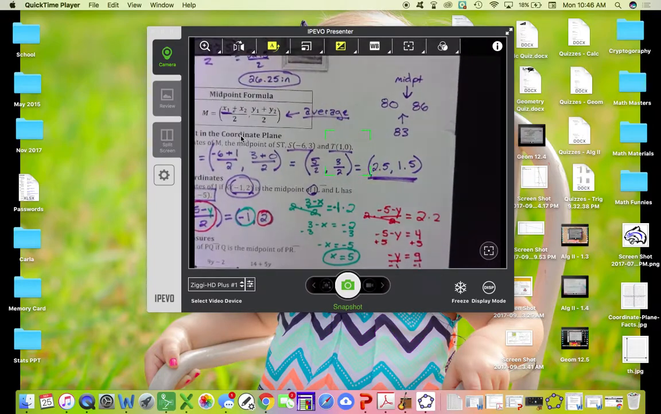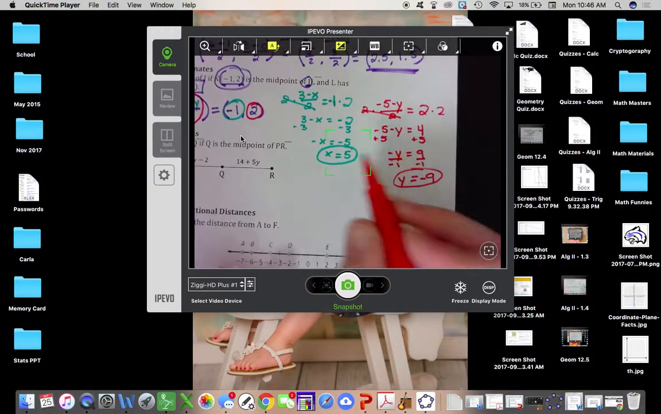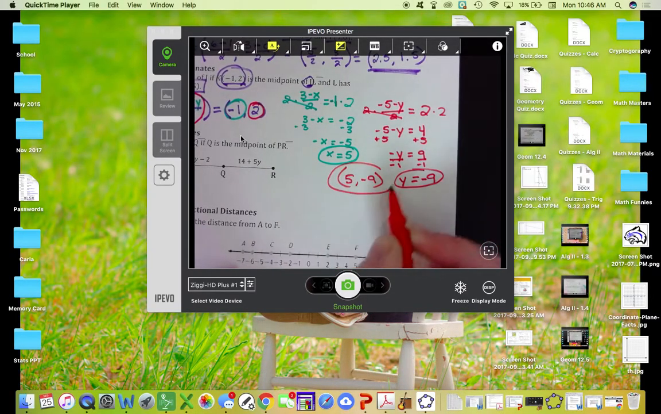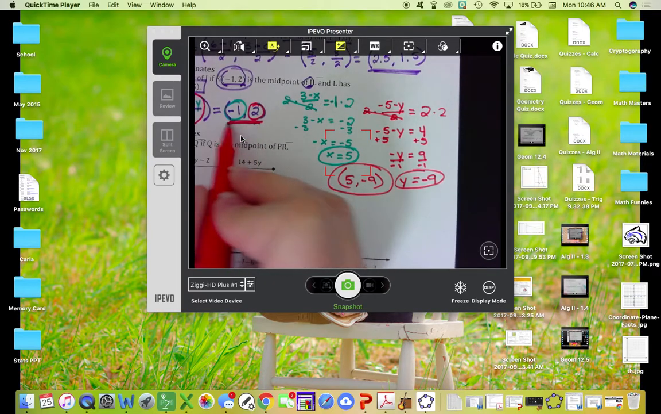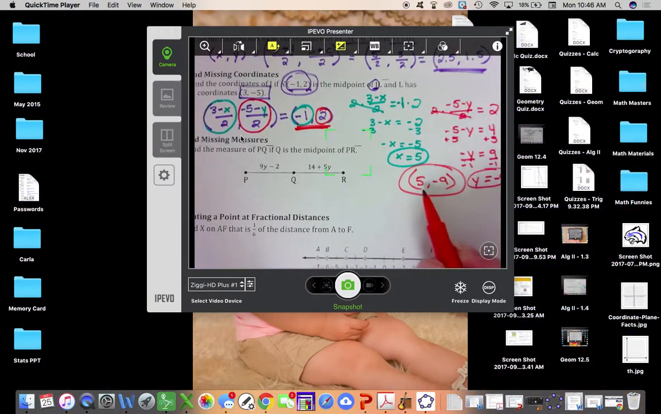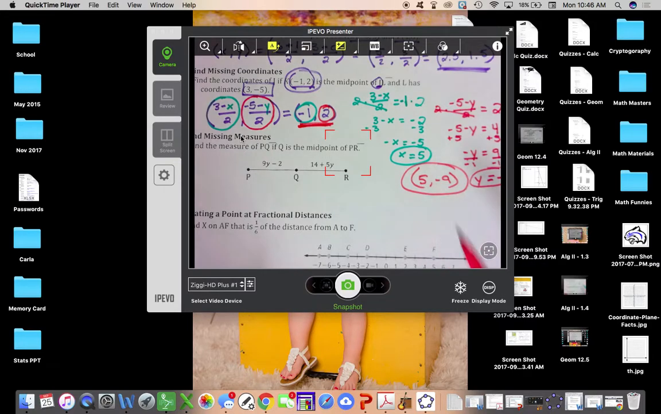So y equals -9. The point 5 comma -9 is the other point that I need in order to have a midpoint of -1 comma 2. The coordinates of J are 5, -9. So you're kind of working backwards to get that 5, -9.